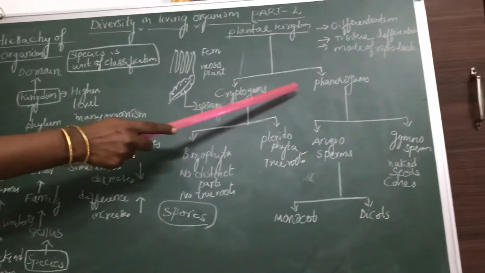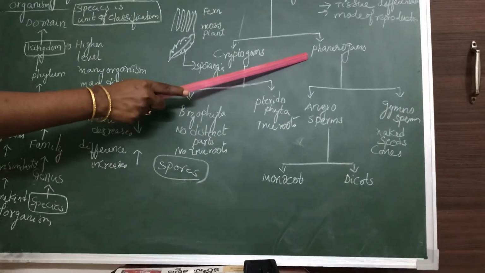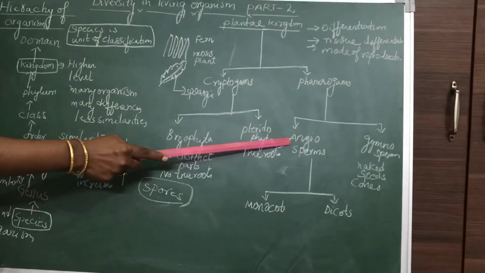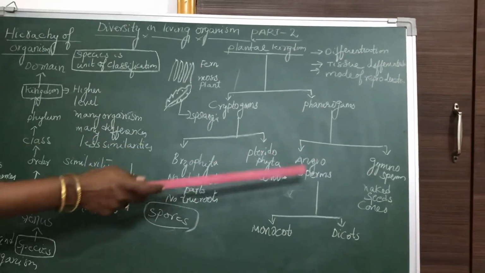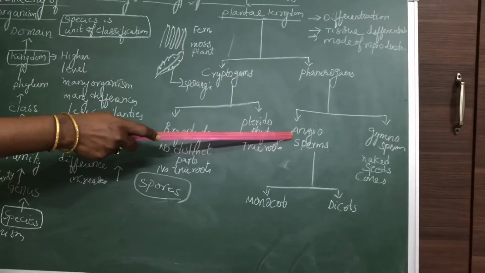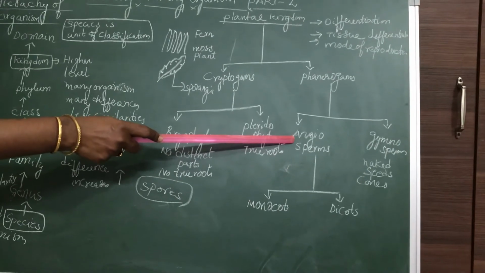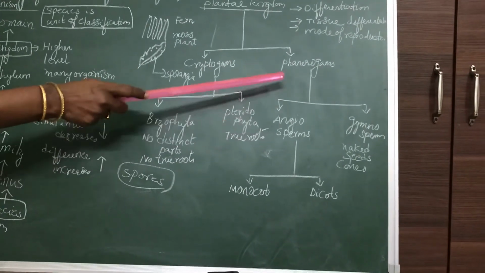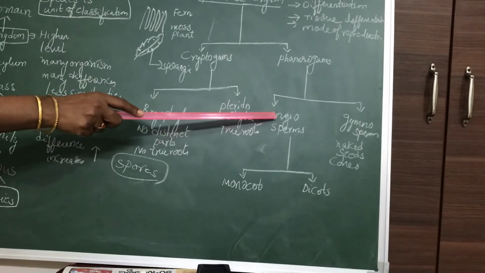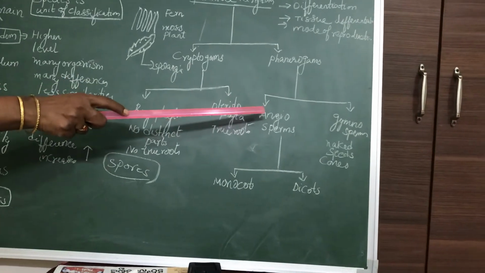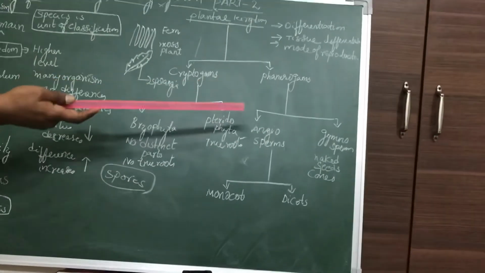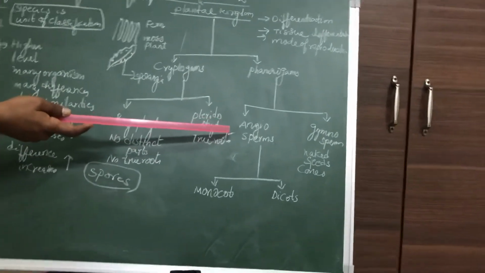Now coming to the flowering plants. Flowering plants are called phanerogams. These flowering plants, based on their seeds, are again divided into angiosperms and gymnosperms. Angiosperms means the seeds are enclosed in a fruit. Mango, bean, neem, all such plants come under angiosperms. Angiosperms are the plants which possess seeds in their fruits. Mango is the best example of angiosperms.